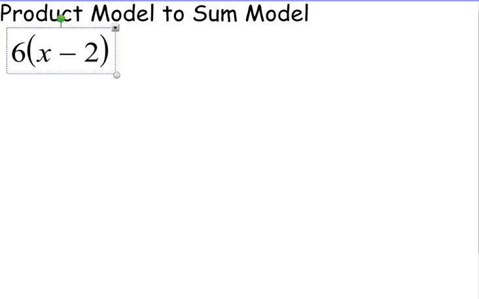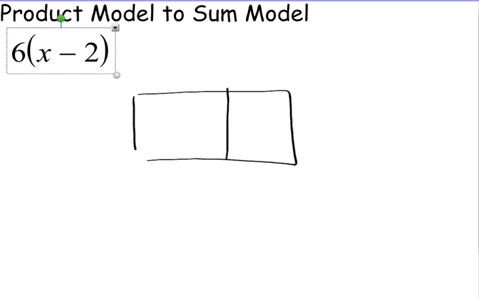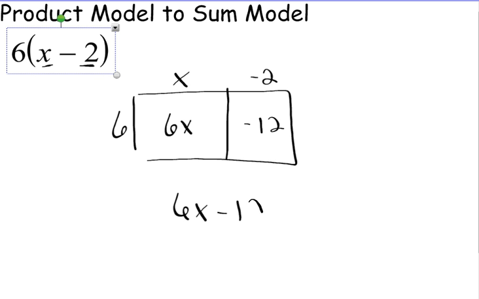So let's look at a couple of quick ones. Here's one. Make the product model, we'll turn it into a sum model. This is what we call distributive. So first thing I'm going to do is I'm going to draw me a box. Okay, I'm going to have 2 dividers in there because I have an x and a negative 2. Okay, 6 on the outside. 6x because 6 times x is 6x. 6 times negative 2 is negative 12. So the sum model is 6x minus 12.